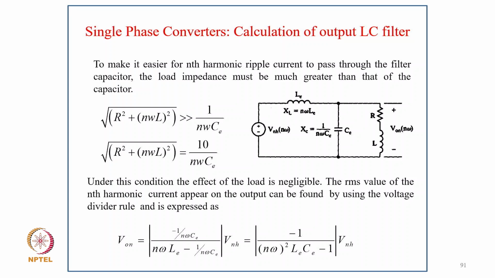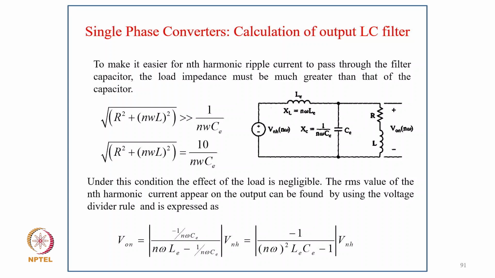To make it easier for the nth harmonic ripple current to pass through the filter capacitor, the load impedance must be large enough compared to that of the capacitor. So you can see the LC filter and then the load. In this case, root of R square plus n omega L square must be much greater than 1 upon n omega CE, or root of R square plus n omega L square is approximately 10 divided by n omega CE. So under this condition, the effect of load is negligible.